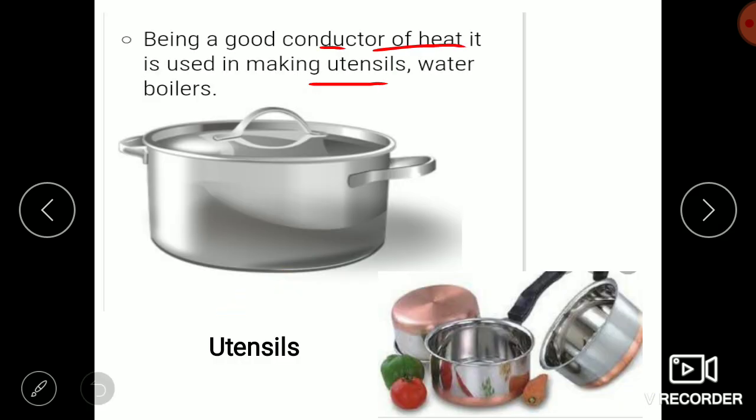Next, being a good conductor of heat, it is used in making utensils, water boilers, etc. In the kitchen you see different types of metals. You can see the copper metal, you will get the iron utensil, you will get the steel utensil. These are all what? These are all metals.